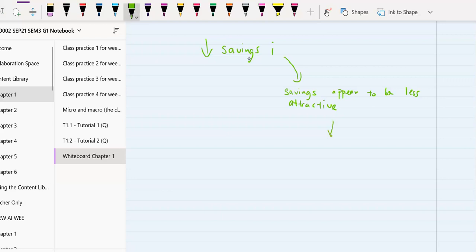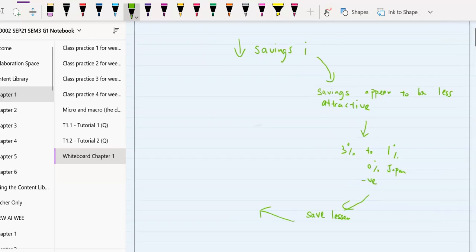As a household, when you see, for example, the savings interest rate drop from 3% to 1%, or even 0%, just like Japan. No, Japan is actually negative. Right, negative right now in terms of real interest rates. So what you're going to do is you will save less. When you save less, what are you going to use that money for? In our previous equation, you will know that if we don't save, we will spend. So consumption is going to increase.